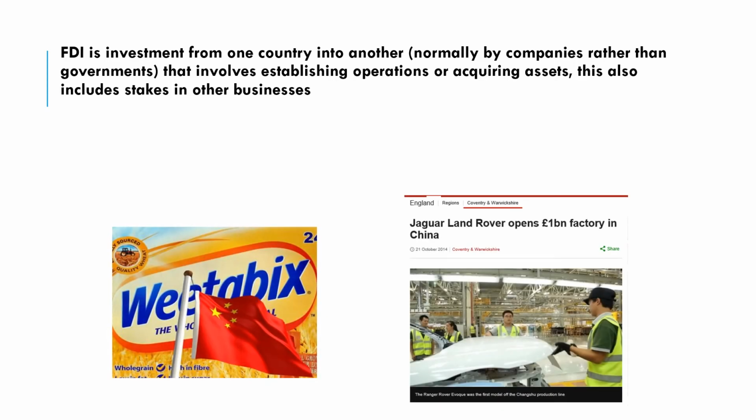So for example, when Chinese owners bought a stake in Weetabix, that would be foreign direct investment coming into the UK because the Chinese business has bought a stake in another business. When Jaguar Land Rover, a UK-based company, opened and expanded a factory into another country, for example, here they opened a factory in China, that would be FDI going out of the UK into another country that involves establishing operations or acquiring assets abroad. So that's what we mean by FDI, foreign direct investment.